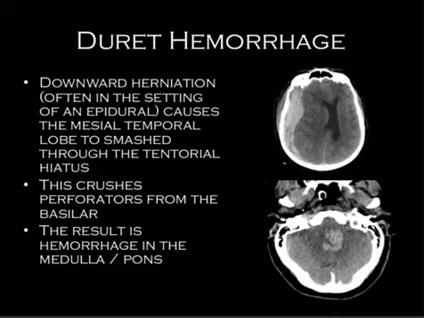direct hemorrhage. Basically what's going on is you've got herniation, often in the setting of an epidural, that's causing the mesial temporal lobe to herniate downwardly through the tentorial hiatus. Now when that happens, it crushes those basilar perforators and results in hemorrhage of the medulla and pons. So it's sort of a secondary hemorrhage that's occurring in the setting of a herniation syndrome. And it's named, and it sort of sounds French, right? So that makes it high yield.